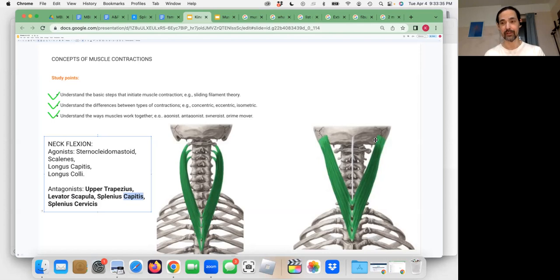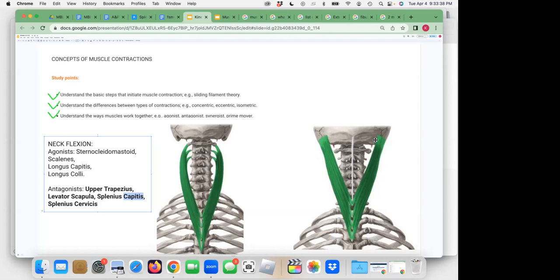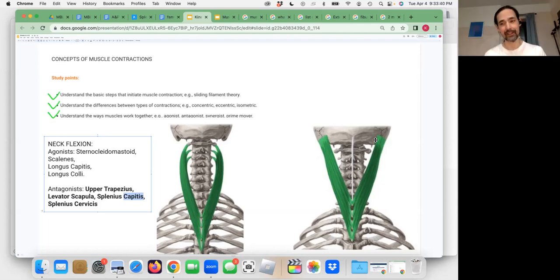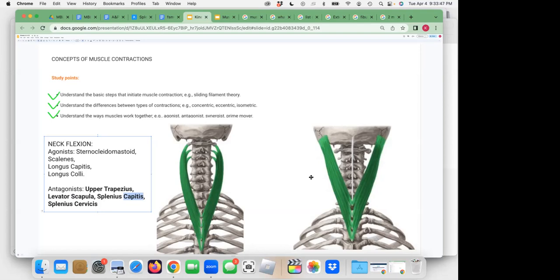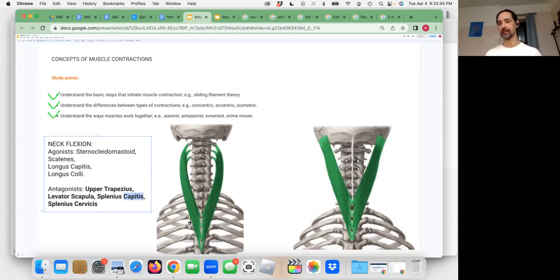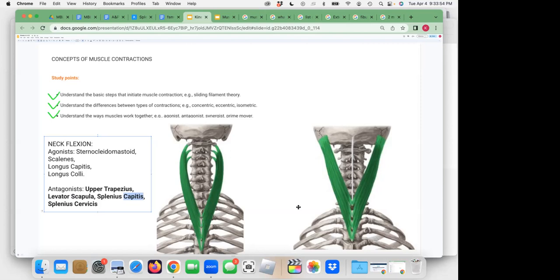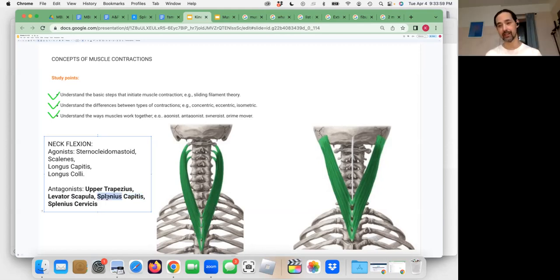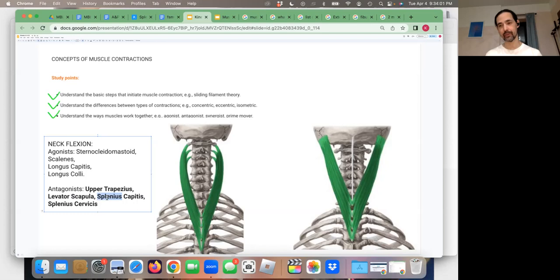Yes, it is difficult to pronounce. It's hard to pronounce for me. It's okay. Splenius capitis attaches where? To the head or the cervicals? On the head. Very good. What does splenius mean, Mint? I didn't tell you yet. Splenius means flat. So these are the flat muscles that attach to the cervical spine, the splenius cervicis, and the flat muscles that attach to the head, the splenius capitis.